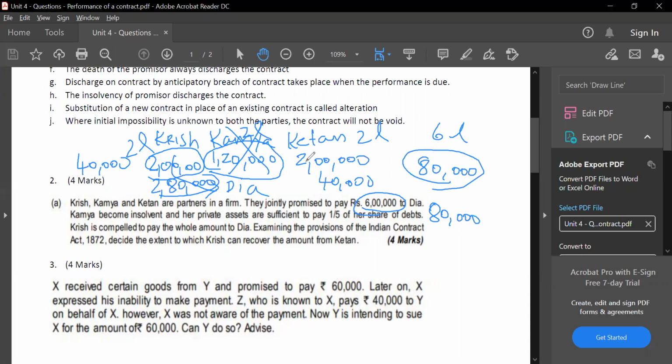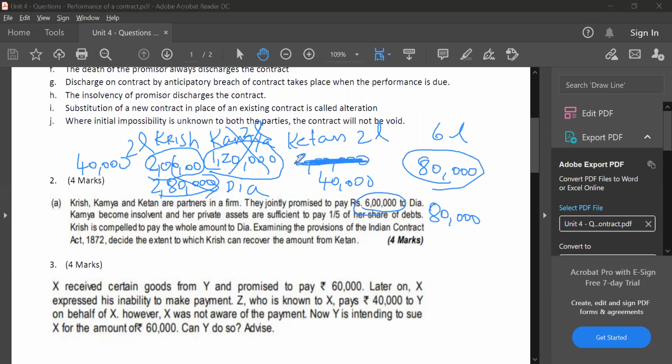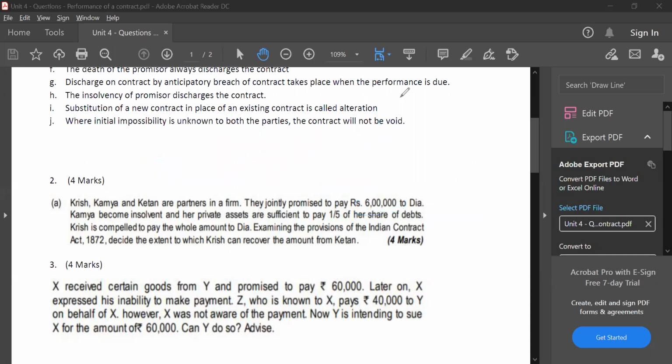Sorry guys, I just missed it. Ketan did not pay 2 lakhs. Ketan did not pay 2 lakhs also. If you see here, Krish is compelled to pay the entire amount. Therefore, let me just explain again. So if you see, Krish paid first, Kamya and Ketan.